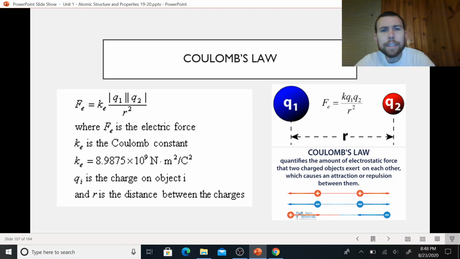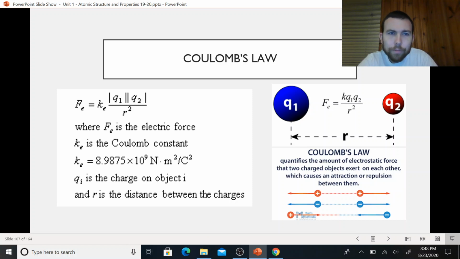Now, taking a look at what those variables are composed of, Fe is an electric force. Forces are going to be measured in newtons, so Fe is always going to be measured in newtons. Ke is our constant, and you'll notice its units are newtons times meters squared per C squared. That C squared is a coulomb.